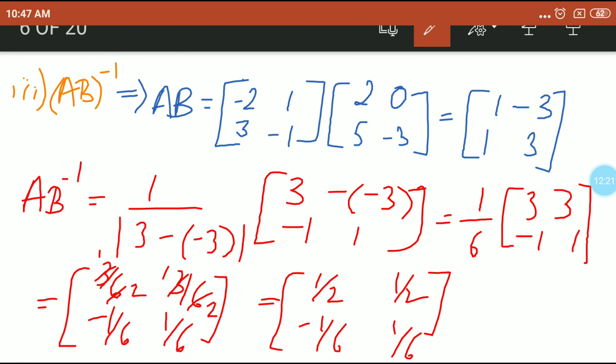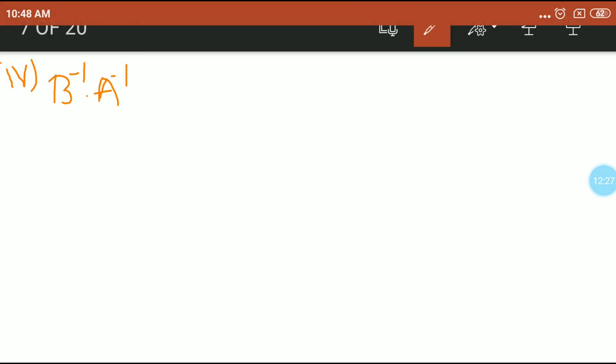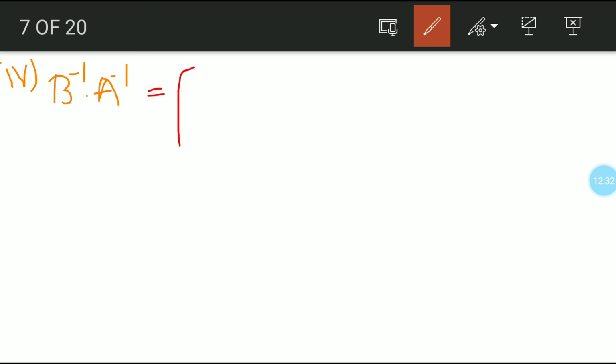Now we have to find the fourth one, that is B inverse into A inverse. Let's do it. How to find this: no need to find B into A, because here it is not a BA whole inverse, right? Actually both are equal only, but there is no need of doing that. So directly B inverse, A inverse, it is going to be the same. So why do that whole big procedure? Instead we will substitute the B inverse value and A inverse value, without simplifying the B inverse value.